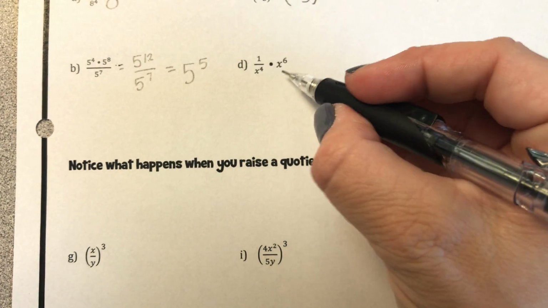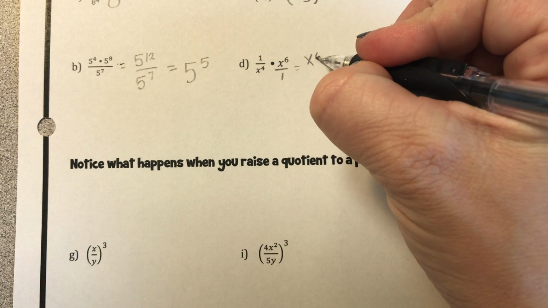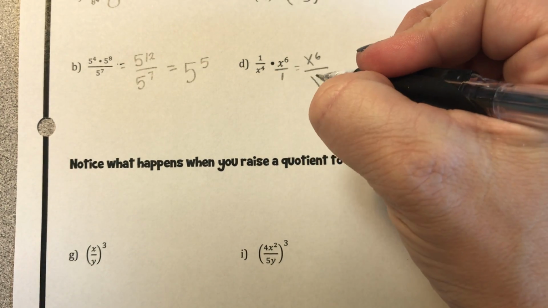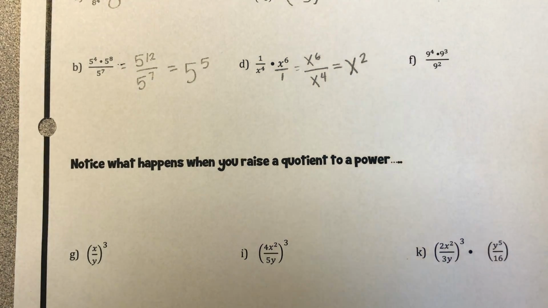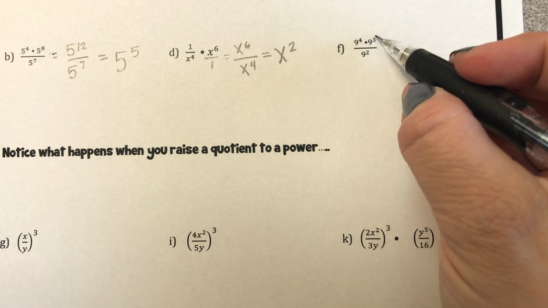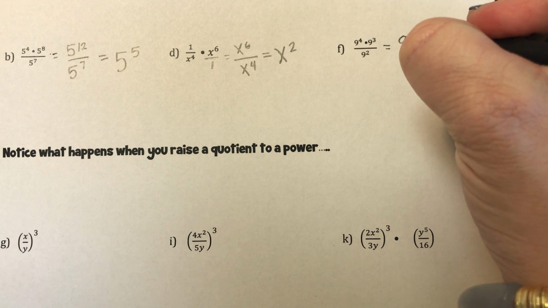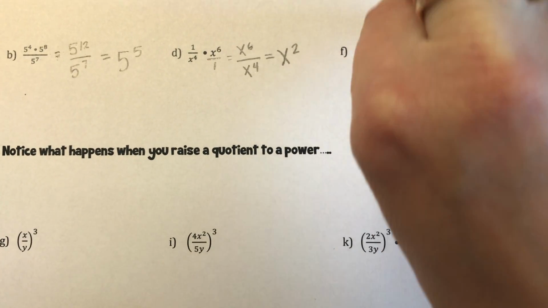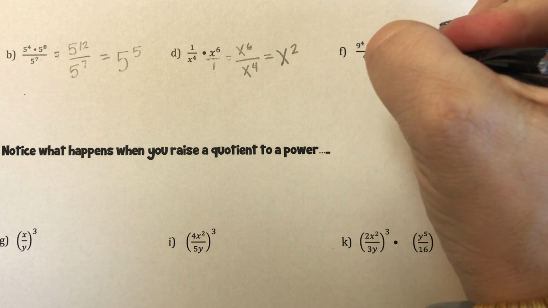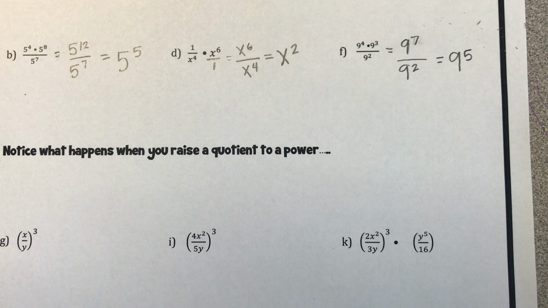Okay, on letter D, this is like saying fraction times a fraction. 1 times x to the 6th is x to the 6th over x to the 4th times 1 is x to the 4th. 6 minus 4 is 2. Okay, and then on letter F, 9 to the 4th times 9 to the 3rd is going to be 9 to the 4 plus 3, not times 3, right, is 7 over 9 squared. 7 minus 2 is 5. So all we're doing is subtracting those exponents.